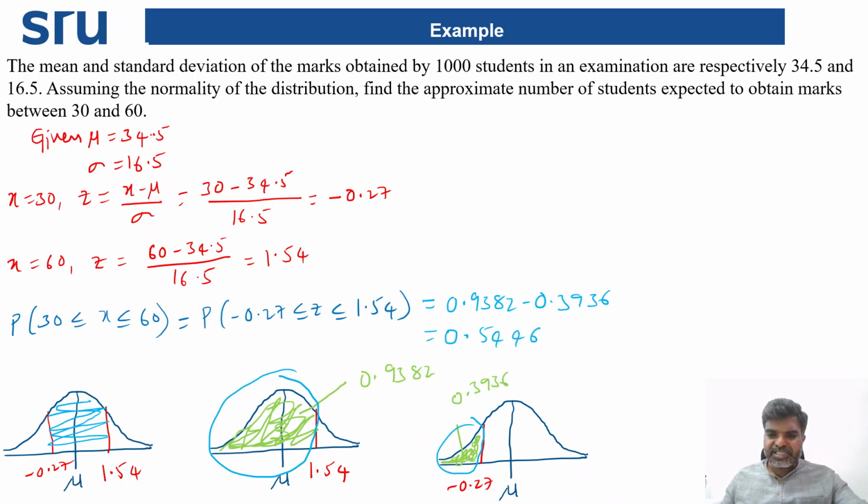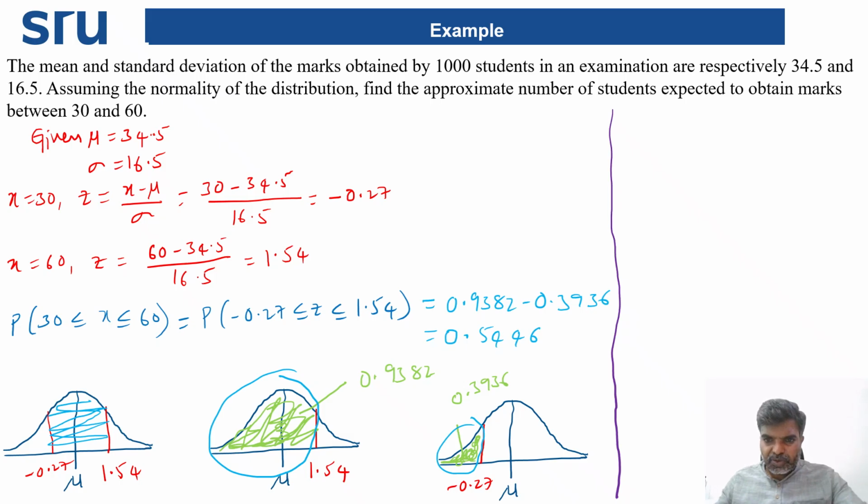We are following the same procedure that we discussed in the last video. But what is the question? We have to find the number of students between these two limits. 0.5446 is the probability that a student lies between 30 and 60. You can also write 54%.